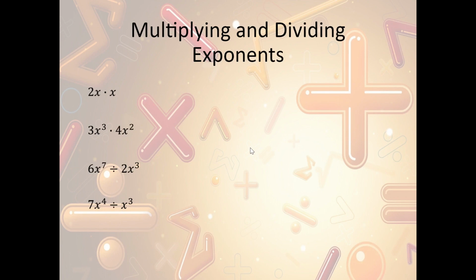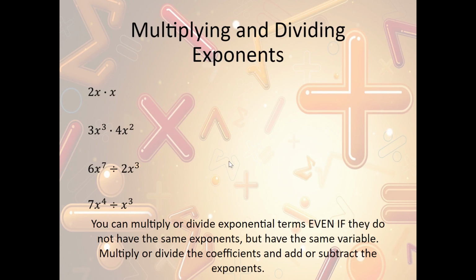Now when we multiply or divide exponents, the rule is this: when we multiply or divide exponential terms, even if they do not have the same exponents but have the same variable, we can still do it. The rule is we multiply or divide the coefficients and add or subtract the exponents. So if we're multiplying, we're going to add the exponents.